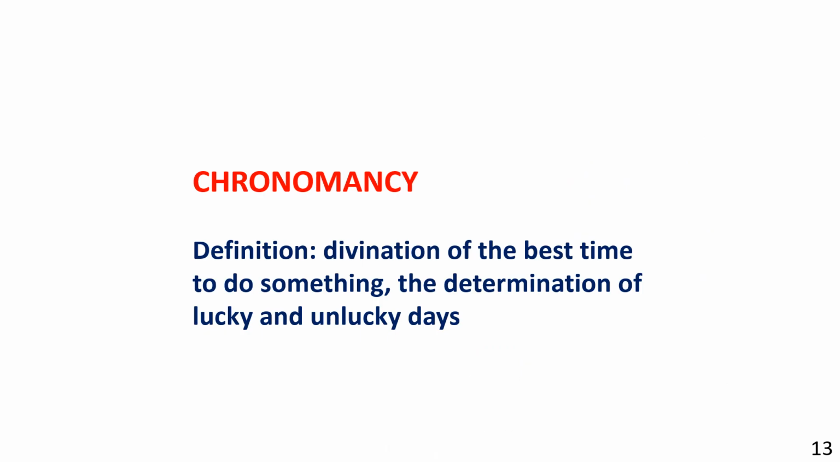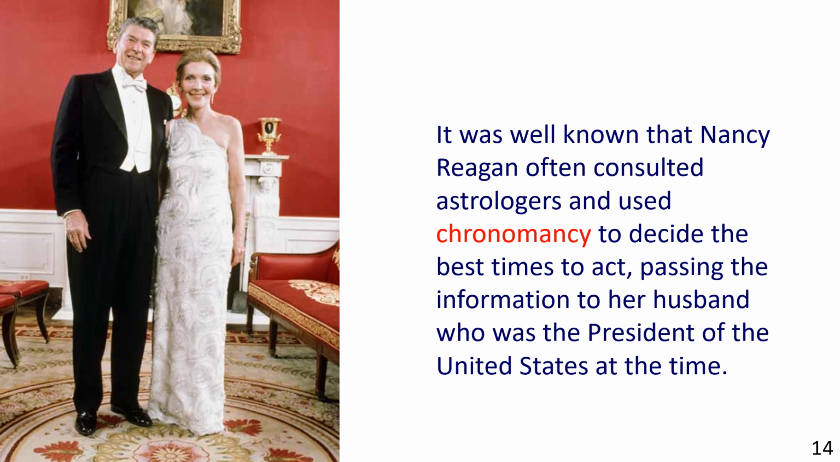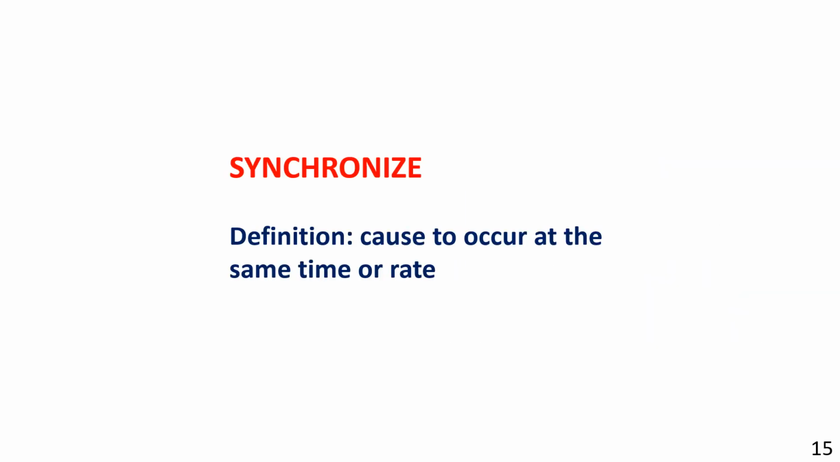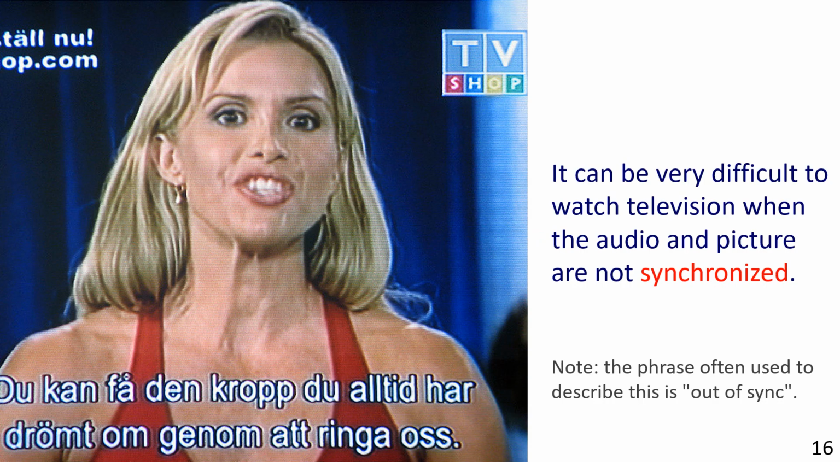Then chronomancy, divination of the best time to do something, the determination of lucky and unlucky days. The illustrated sentence example shows Nancy Reagan, who often consulted astrologers and used chronomancy. And then synchronize, caused to occur at the same time or rate. In the example, we see a television program that is not synchronized with audio and picture.